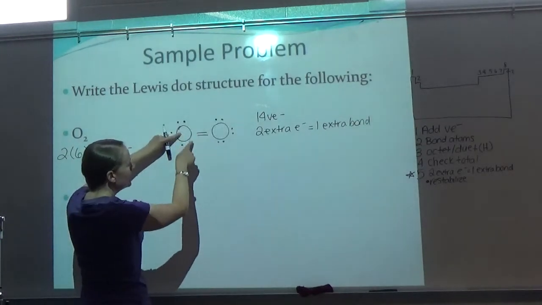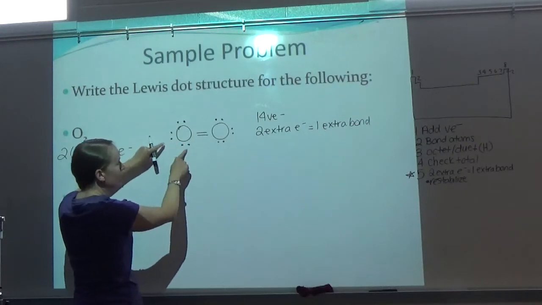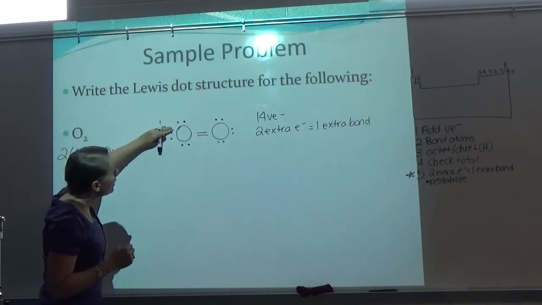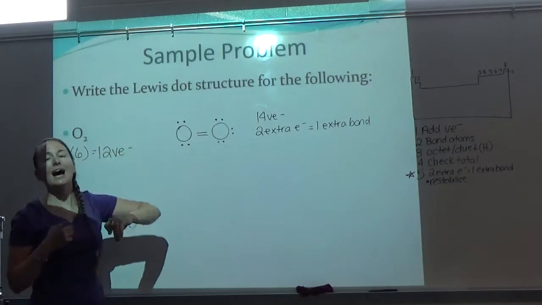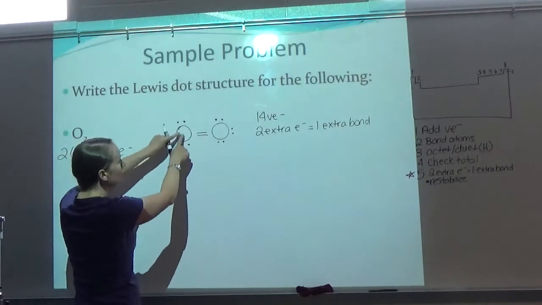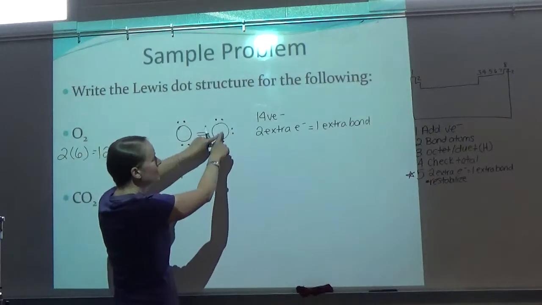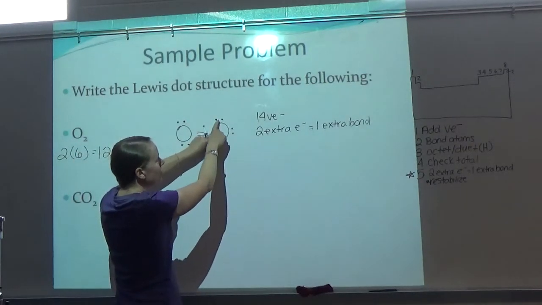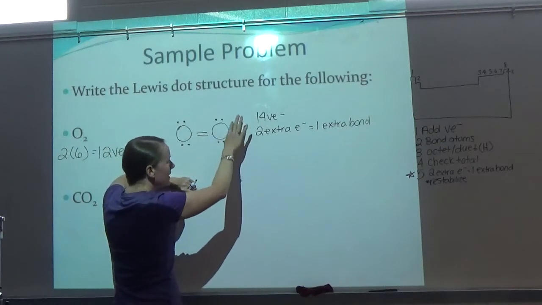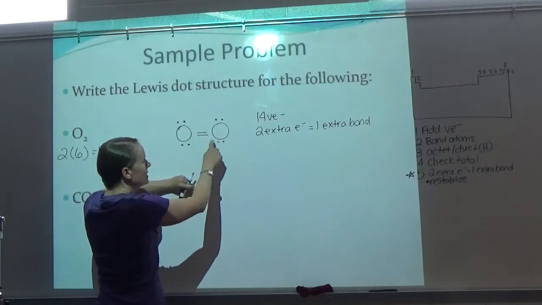So once I add my extra bond, my oxygen now has 2, 4, 6, 8, 10. So now it has 2 extra electrons. So now that I've added another bond, I can get rid of some of my lone pairs. Okay, so see, once I get rid of those dots, now it has 2, 4, 6, 8. So then I do the same thing over here. I have 2, 4, 6, 8, 10. So now I can get rid of my extra dots. So now this oxygen has 2, 4, 6, 8.